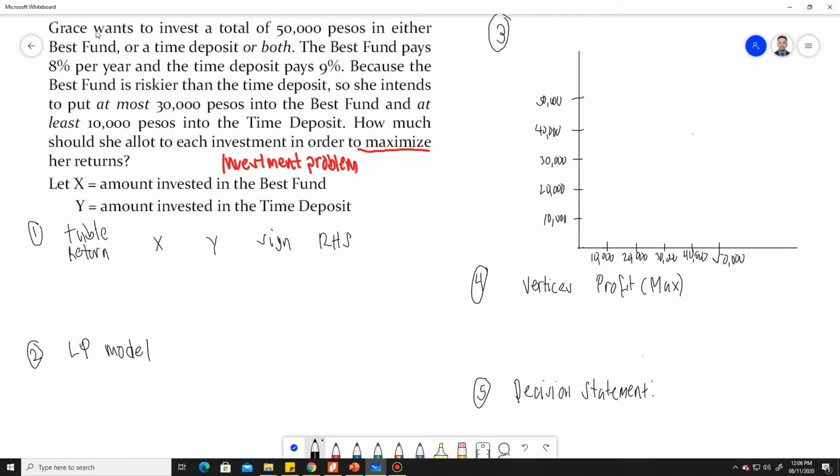So, sabi dito, Grace wants to invest a total of 50,000 pesos in either best fund or time deposit or both. So, take note, kung may nakita kayong words na or both, ito yung ating susundin. So, ibig sabihin, ang sign natin, pag or both, is equal. No? 50,000 pesos. So, it is both best fund and time deposit. So, this is the total invested constraint.